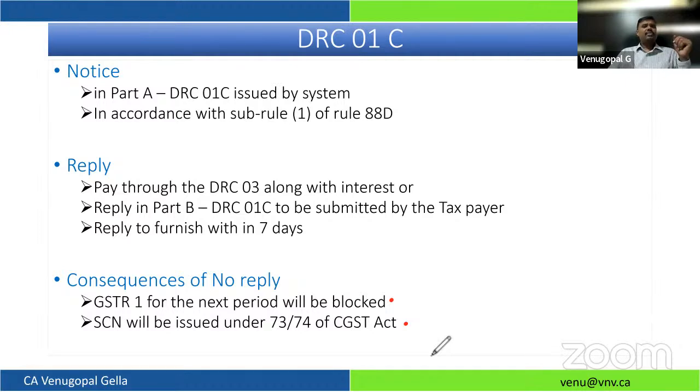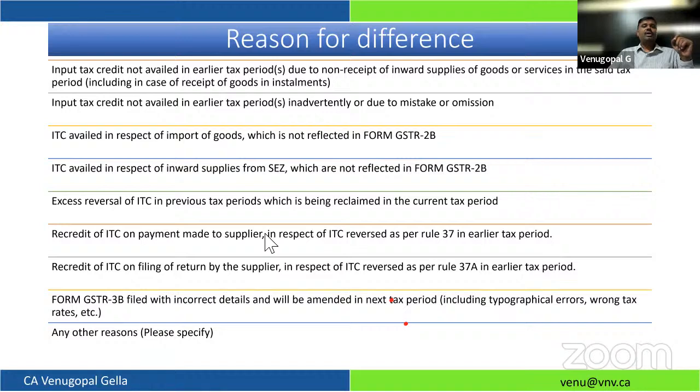Why was there no such step for DRC-01B? Because we have 75(12), where it is a self-assessed tax. Self-assessed tax not paid means it is a direct recovery. So here there's an assessment and then a recovery. Why did I avail extra tax? I have to give reasons.